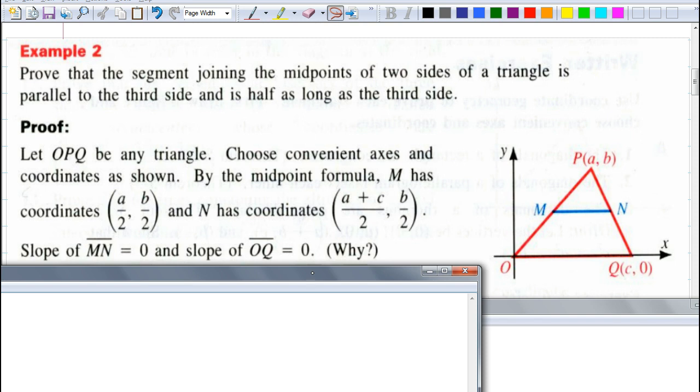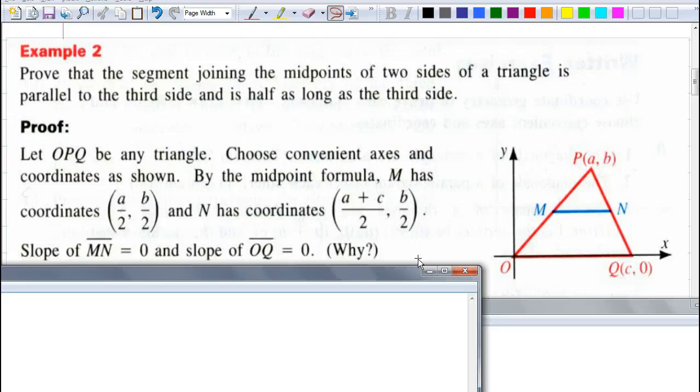Yes? On our homework, do we have to somehow prove that their slopes were 0? You know how it says "why" in your book, so you have to explain why. If you don't want to actually plug in and show it, you could say it's because they have the same y coordinates, or you could say that because they're horizontal. So yes, some explanation you need to put.